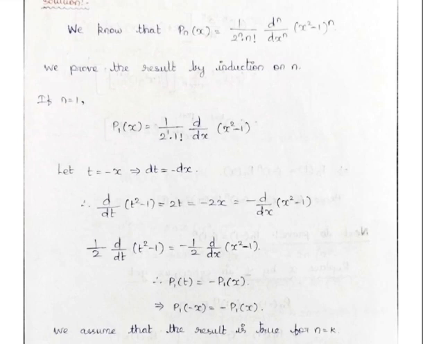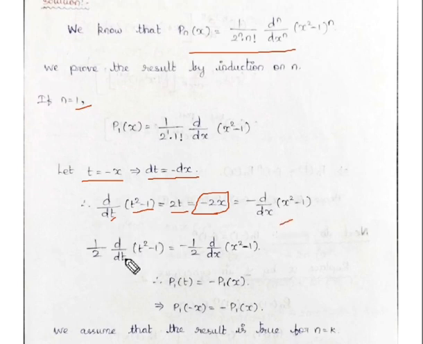First we want to prove it for n equal to 1. If we substitute n equal to 1 in this formula, what do we get? P1 of x equal to 1 by (2 power 1 into 1 factorial) d by dx of (x squared minus 1). We consider t equal to minus x. So dt equal to minus dx. What is the value of d by dt of (t squared minus 1)? We differentiate t squared minus 1 with respect to t and get 2t, that is minus 2x, since we use t equal to minus x. That is equal to minus d by dx of (x squared minus 1). We differentiate this term with respect to x and get this value.